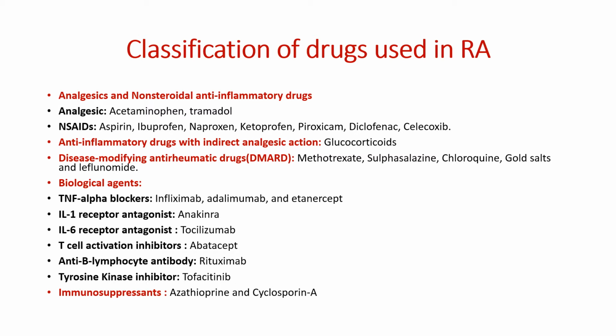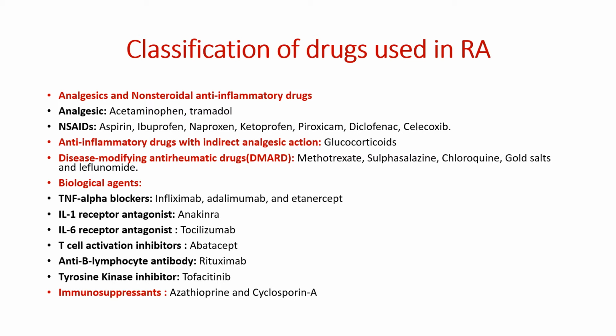DMARDs are considered first line therapy for all patients with newly diagnosed rheumatoid arthritis. Once a clinical response has been achieved with the use of DMARDs, the chosen drug is continued indefinitely at the lowest effective dose to prevent relapse.